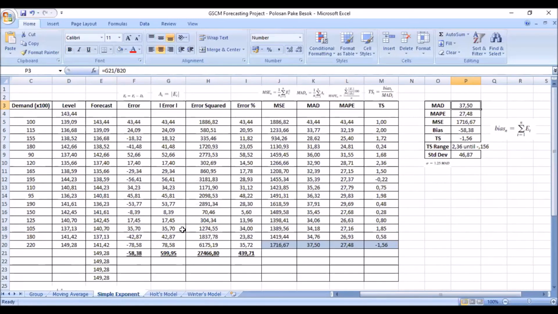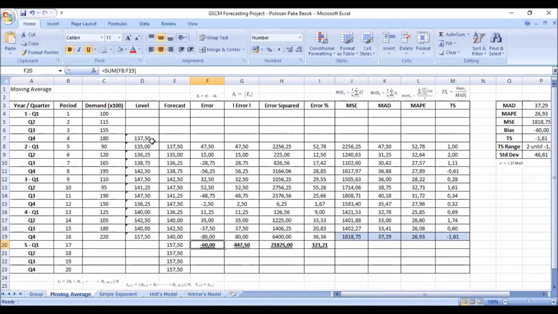However, it doesn't mean that simple exponential smoothing is really bad because we haven't compared it to the moving average. Although it's not as good as the Holt model, compared to the moving average, it's arguably more reliable, better, and more accurate because it accounts for the first four forecasts, while the moving average didn't.